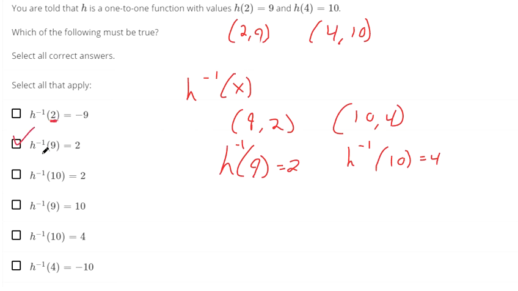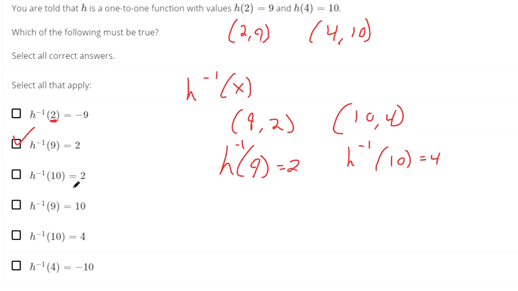This one is true because if you plug in 9 into the inverse function, if you plug in 9 for y, you get out 2 for x. This one's not true, okay? Because if you plug in 10 into the inverse function, you should get out... sorry, you should get out 4. I just said that wrong. Let me repeat that. If you plug in 10 into the inverse, you should get out 4, not 2.